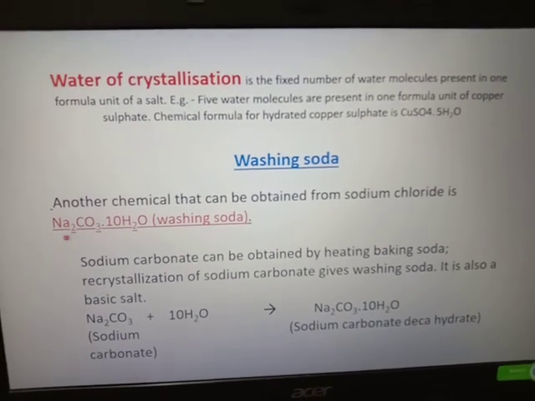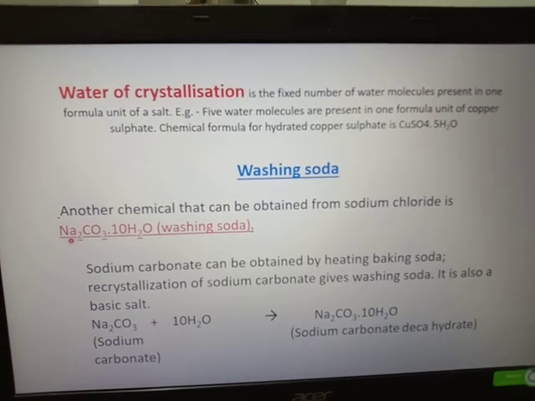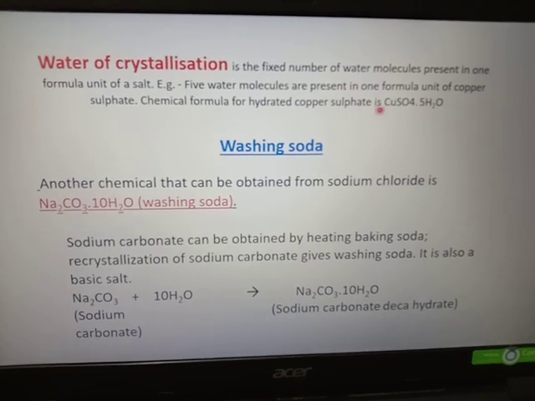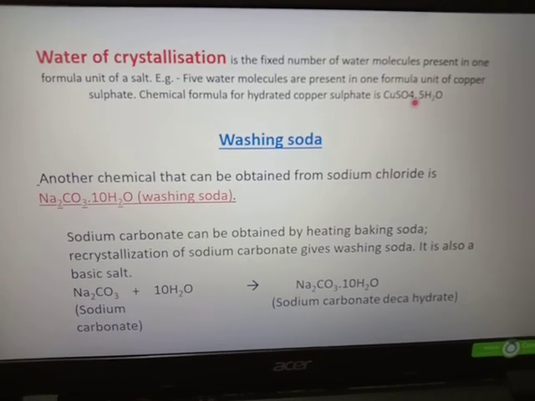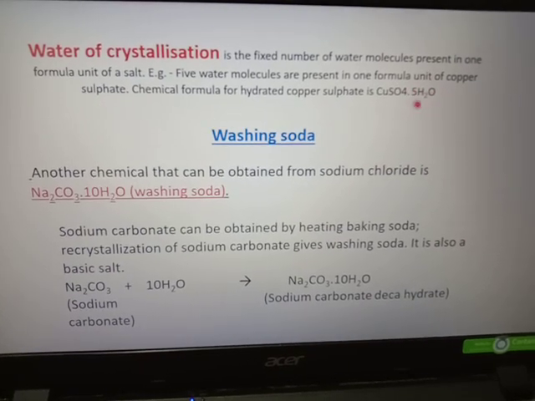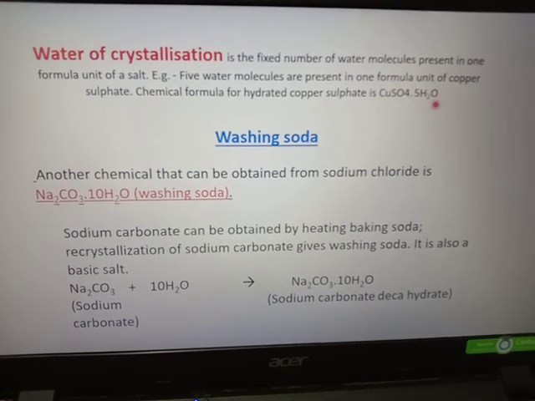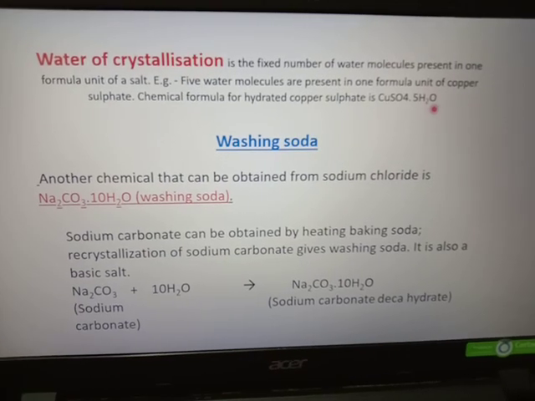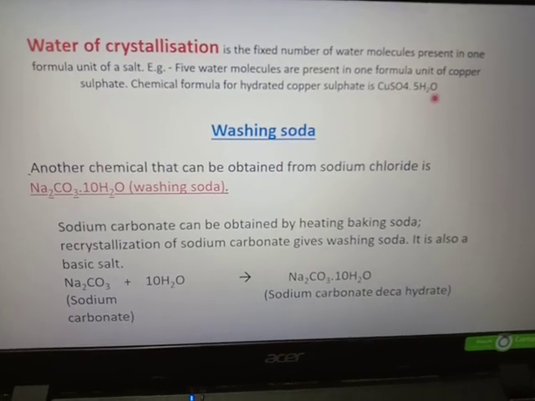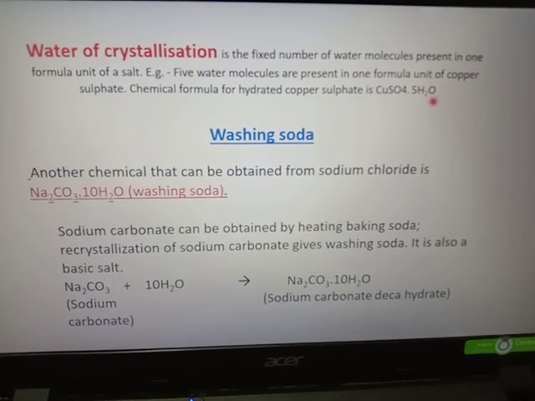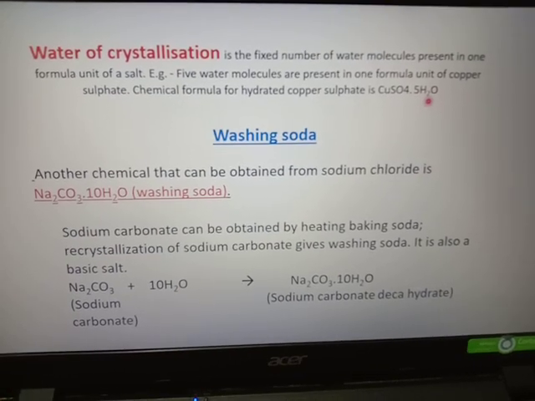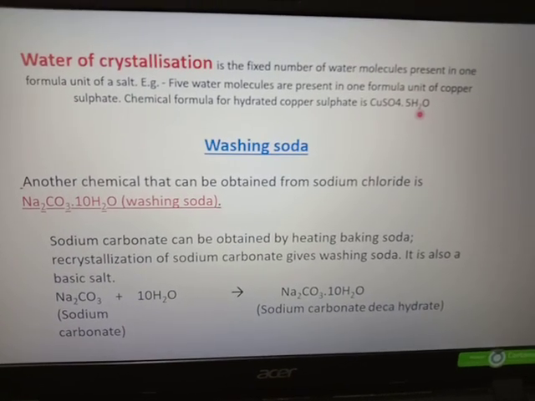Children, these waters of crystallization are the fixed number of water molecules which is present in one formula unit of a salt. Another example of such compound is blue vitriol or CuSO4.5H2O. In this case, 5H2O are the water of crystallization, and children, because of the presence of water of crystallization, certain compounds also adopt a characteristic color.